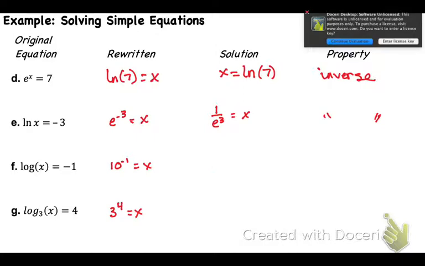Bradley, what's your answer for F? Do you have 10 to the negative 1 equals x? I thought you can't have a negative exponent. I can't. That's why I asked what goes in the solution column. Okay, how did I know my base was 10? Because there is no base. So Garrett, what do I have to do to that 10 to the negative first? Would it be 1/10? So x equals 1/10. And what property did I use again? Inverse.